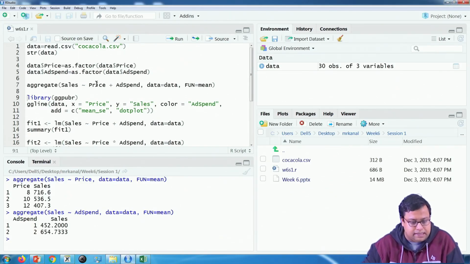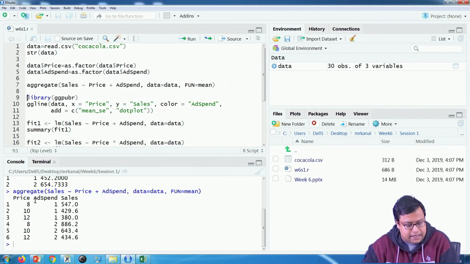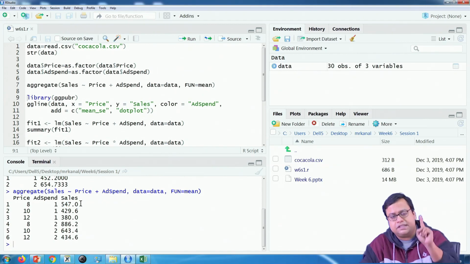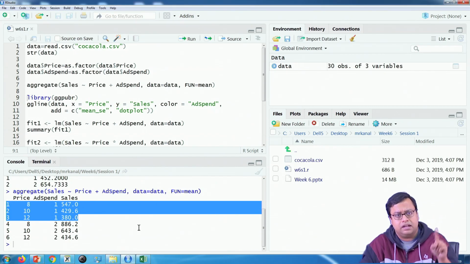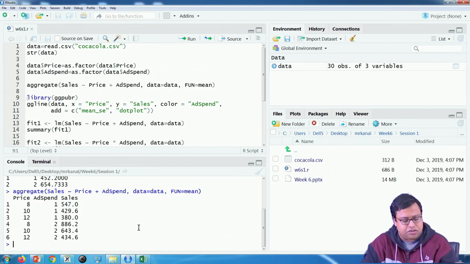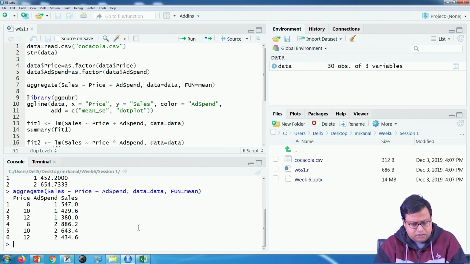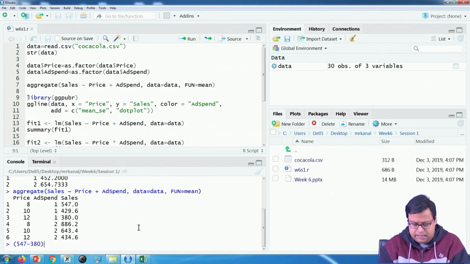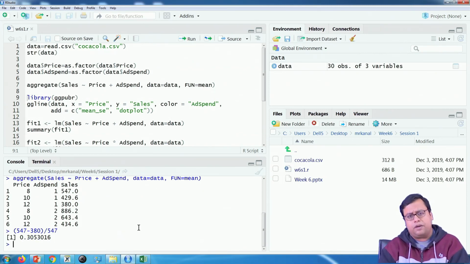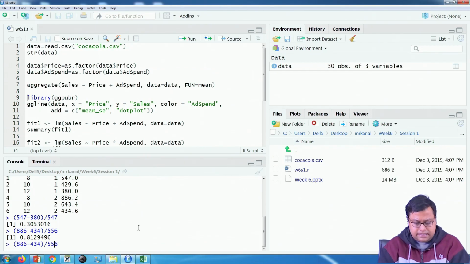Next, I just run the aggregate with price and ad spend both, and I see another interesting picture. You will see that if the ad spend is 1, from 8 to 12 the sales is going down. So, in the first 3 cases, when the advertising expenditure is 1, the sales volume comes down from 547 to 380. That is a drop of around 160 volume. So, 547 minus 380 divided by 547 is a 30% drop for the first case. But in the second case, it is almost a 50% drop: 886 minus 434 divided by 886.